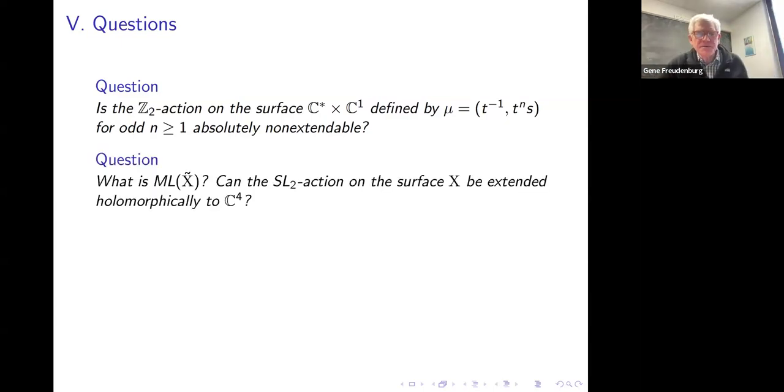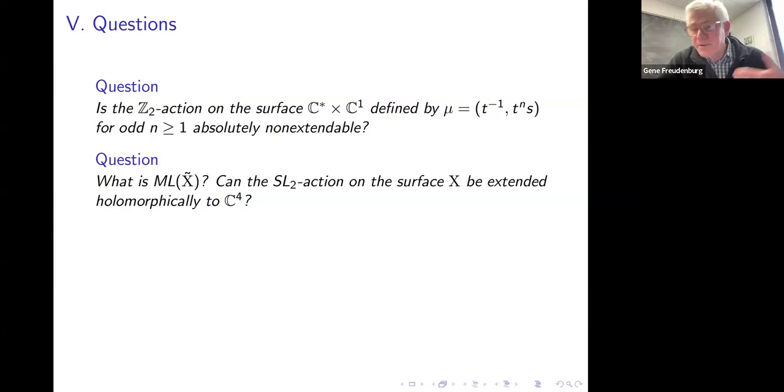I'd also like to know what is the Makar-Limanov invariant of this X tilde. So remember, X tilde was this surface not isomorphic to the SL2 surface X, but whose cylinder is isomorphic. A common way to show the two objects in cancellation are not isomorphic is to show that they have a different Makar-Limanov invariant, perhaps, right? I don't know what that one is.